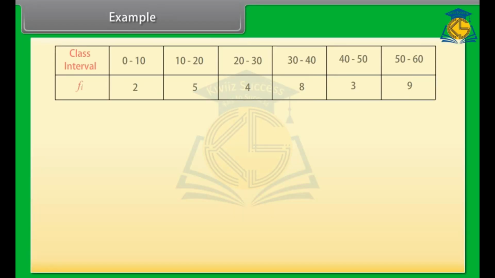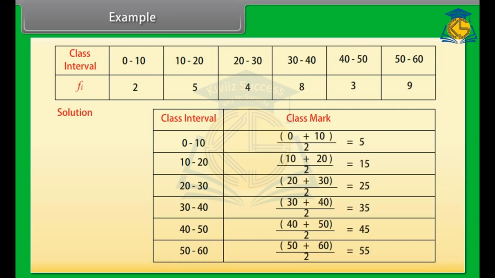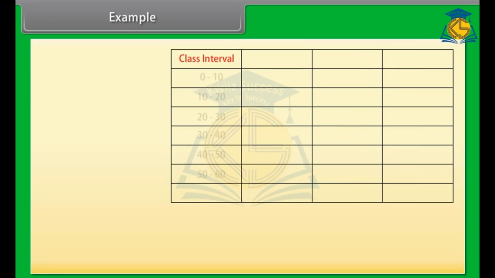Find the mean of the given data. Solution. First, we find the class mark of each class interval by using the formula class mark equals (upper class limit plus lower class limit) by 2. In the first column, we have written the class interval, and in the second column, we have written the frequency of the respective class interval. The sum of the frequencies is 31.